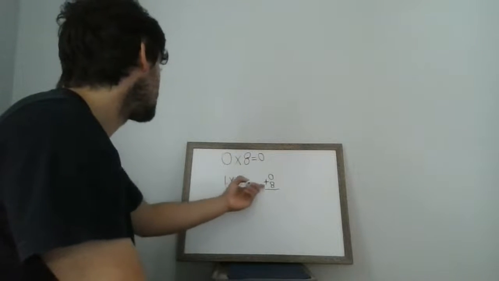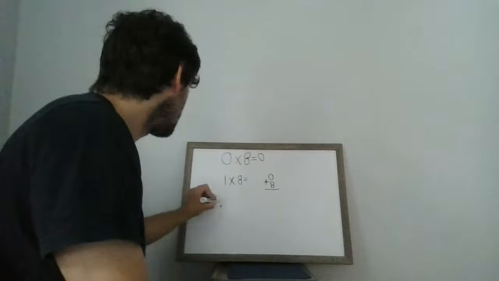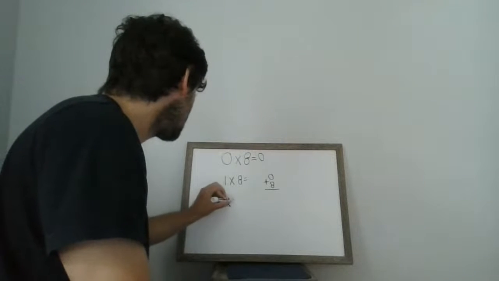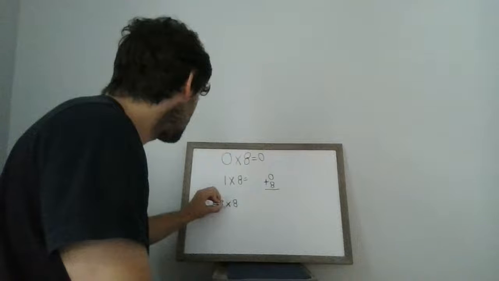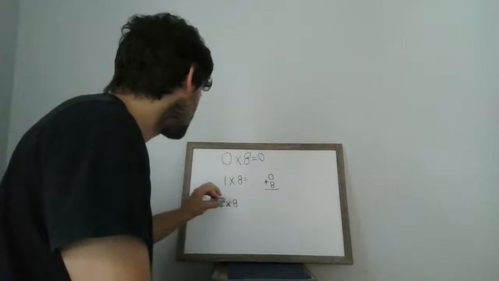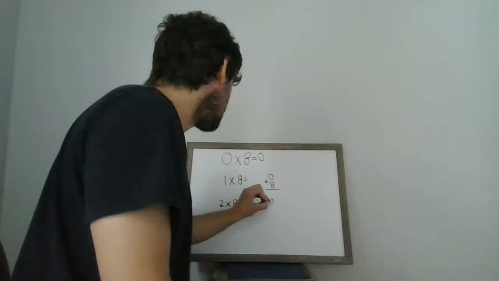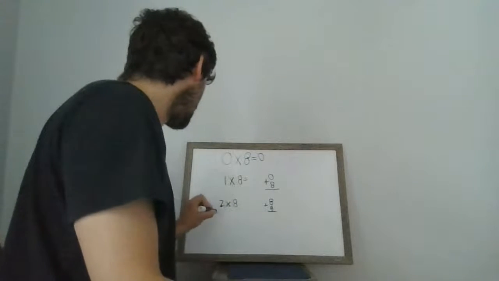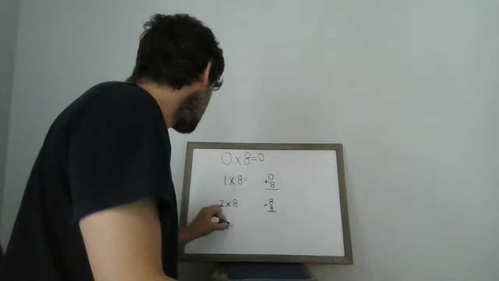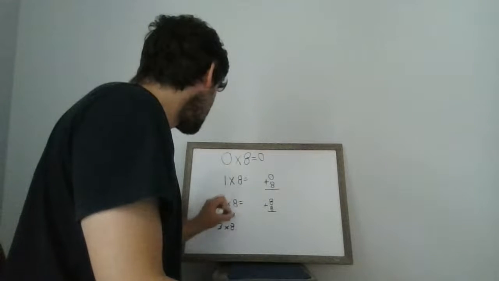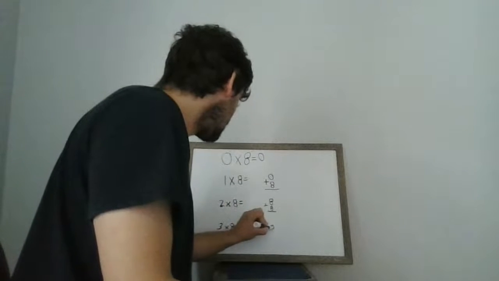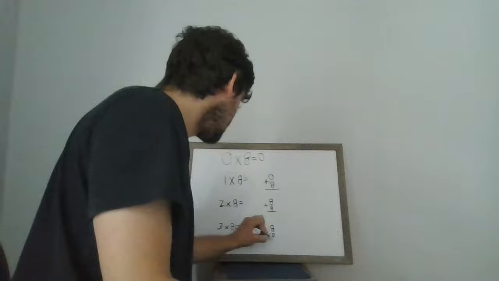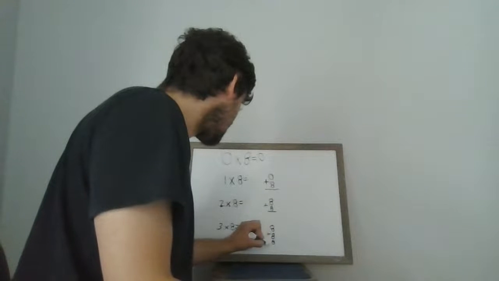But 1 times 8 means that you're adding one group of 8. 2 times 8 means that you're adding two groups of 8. 2 times 8 would be like adding 8 plus 8, just a different way of writing the problem, really. 3 times 8 would be the same as adding 8 plus 8 plus 8.